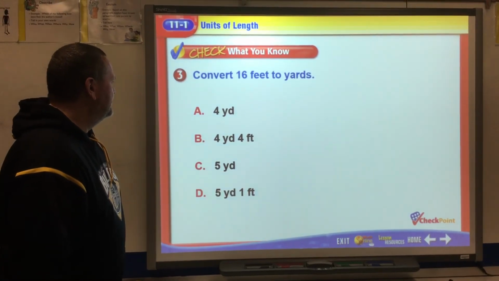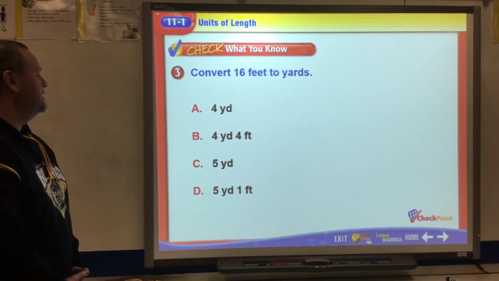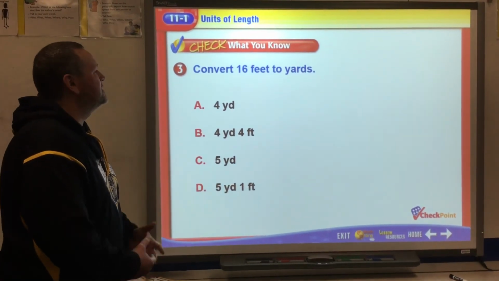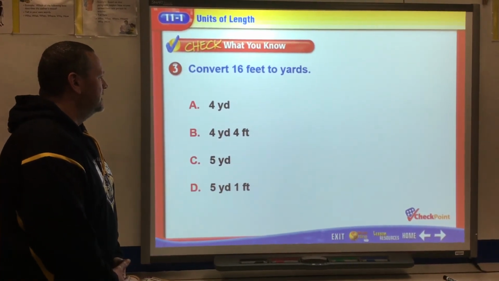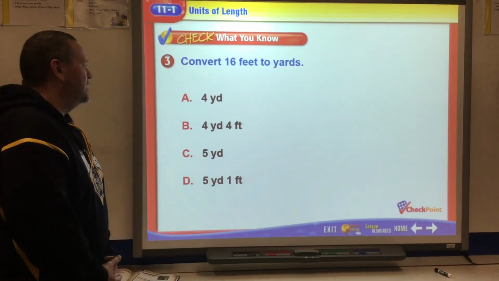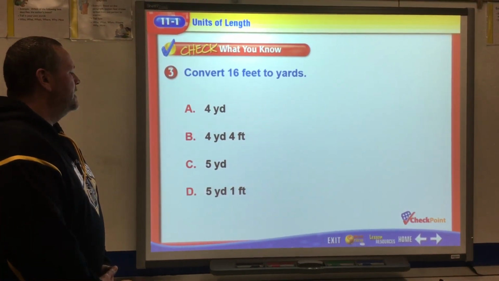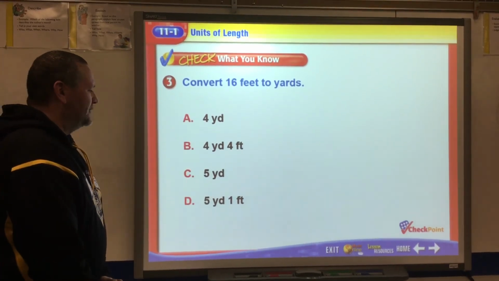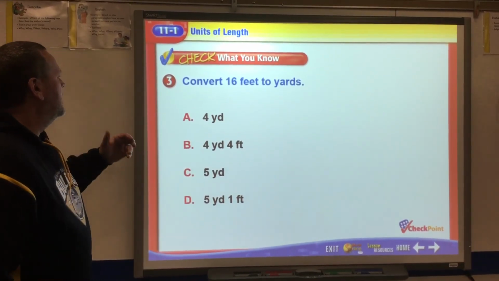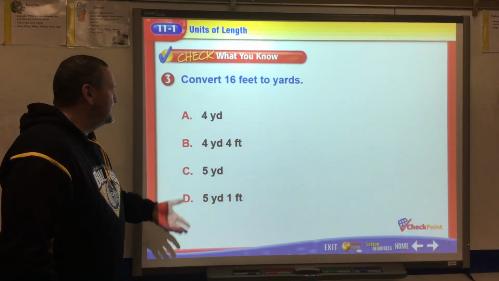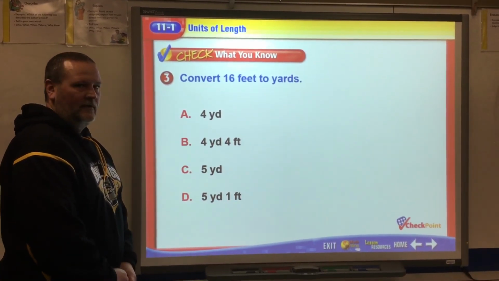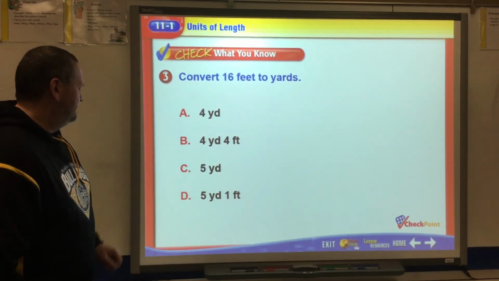And here's one more. 16 feet to yards. Again, since we're dividing by 3, you'd see how many times 3 can go in there. I would write it, but I can't write on the board for some reason. It's not working right now. So it'd be 3 goes into 16. It goes in there 5 times, but there would be 1 left over. 1 foot would be remaining.